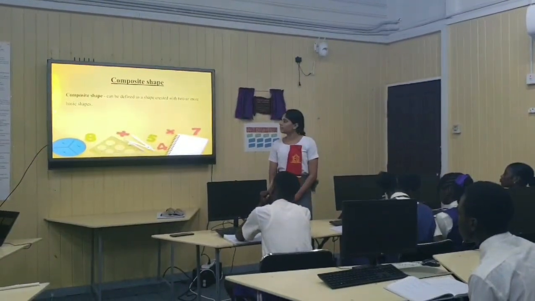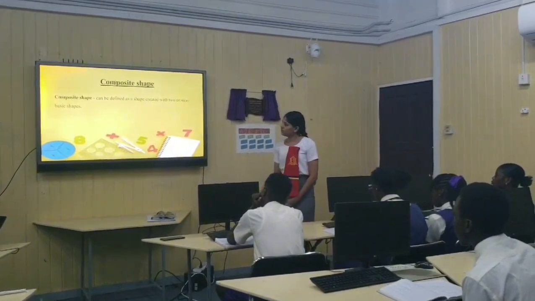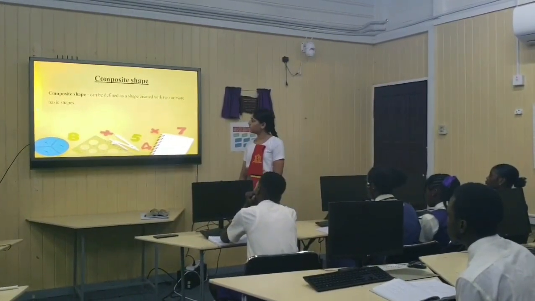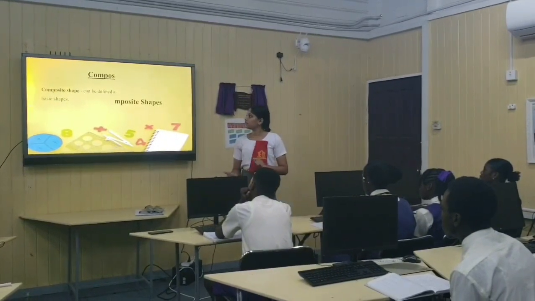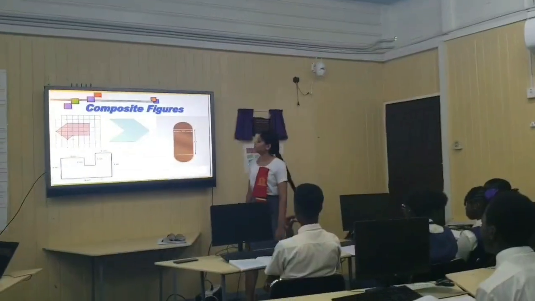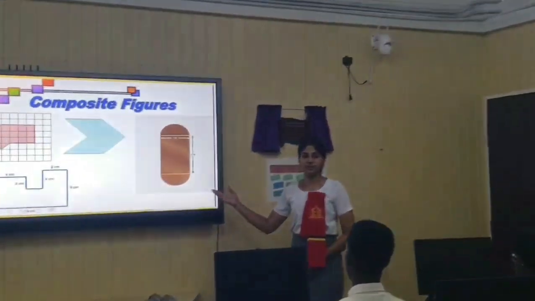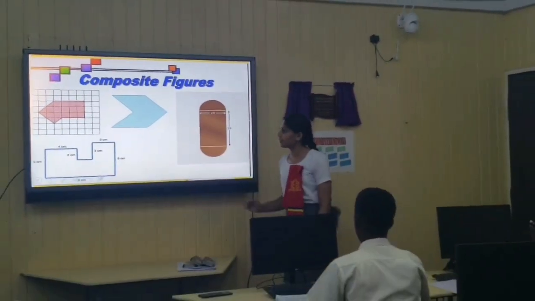So we're going to look at composite shape. What are composite shape? Composite shape can be defined as a shape created with 2 or more basic shapes. So let's move into some example of composite shape. We have a variety of example of composite shape. The first one we have is cylinder. It's made up of 2 semicircle and a rectangle.